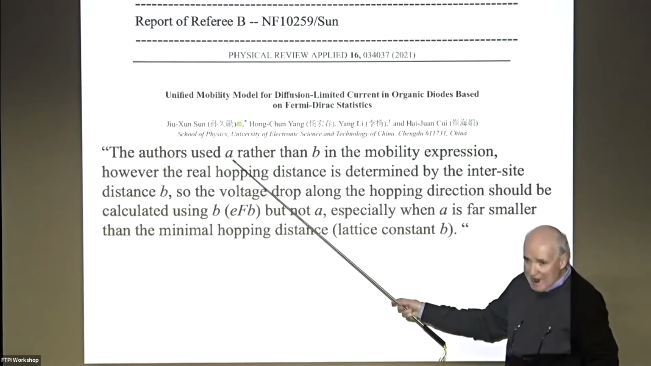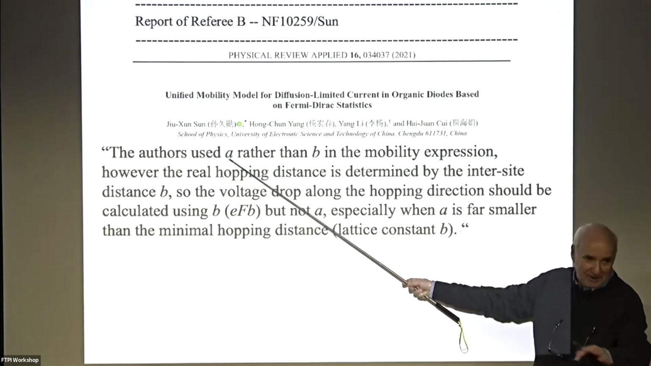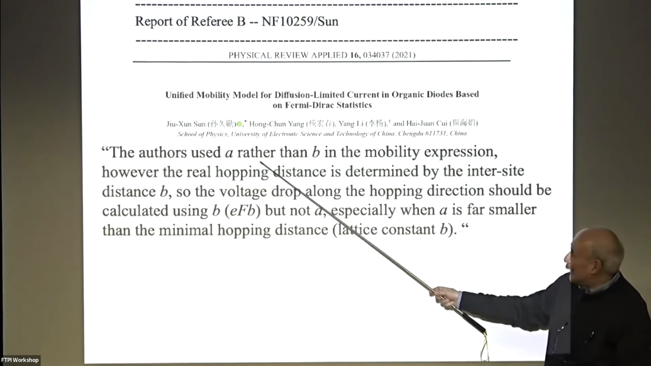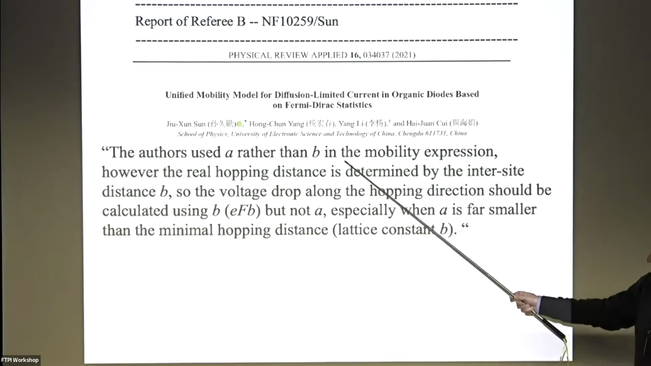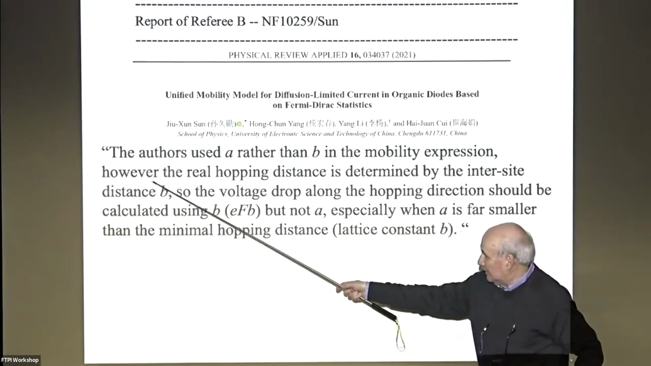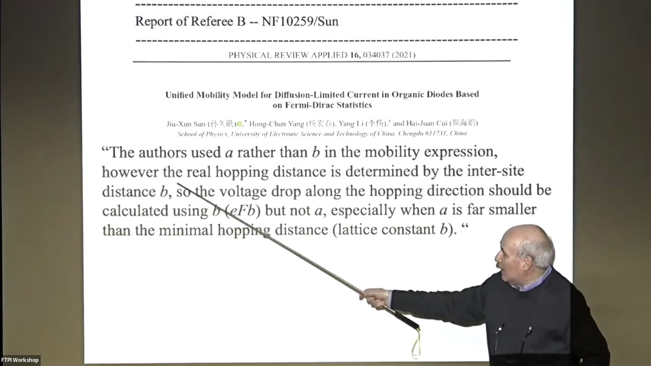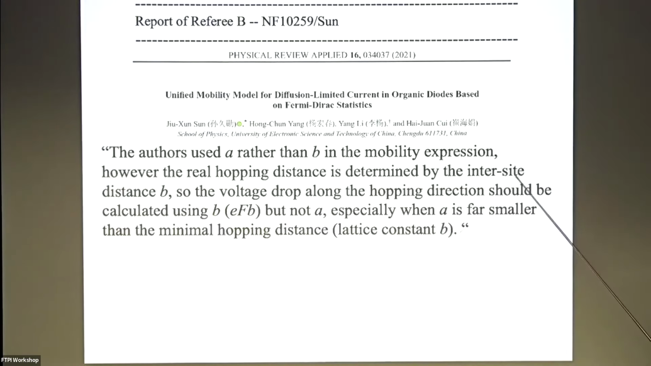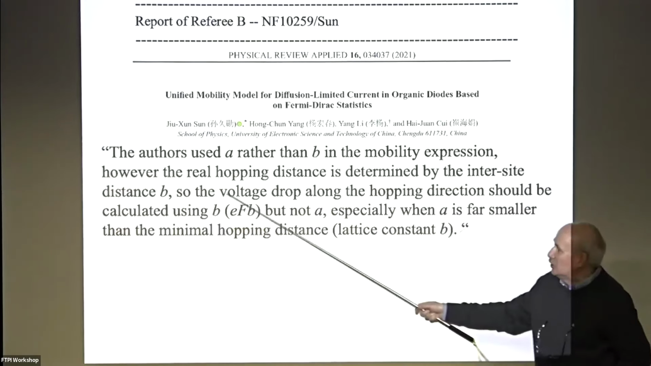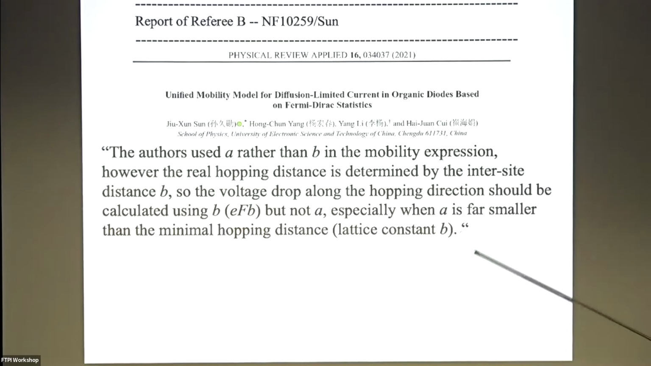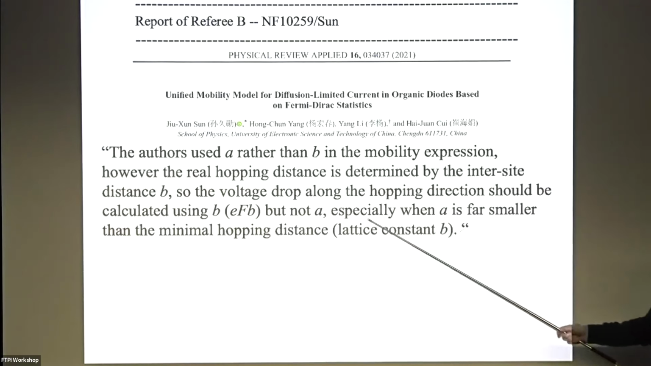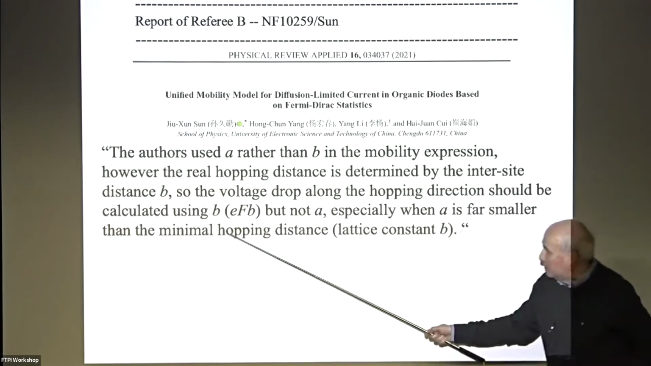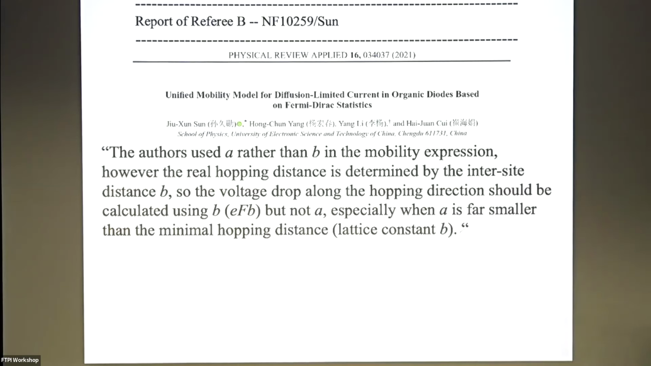The authors used A with appropriate citation. They are, you get the thing. Rather than B, spacing, distance between localized layers, in the mobility expression. Appropriate citations. However, the real hopping distance is determined by the intersite distance B. So the voltage drop along the hopping direction should be calculated using B, not A. Especially when A is far smaller than the minimal hopping distance, and this is the case.